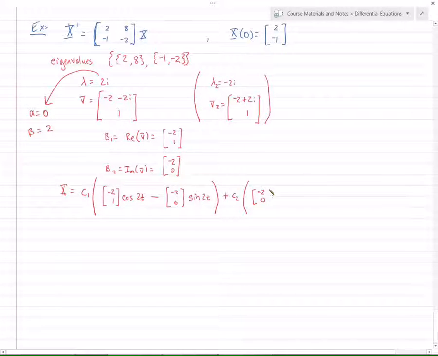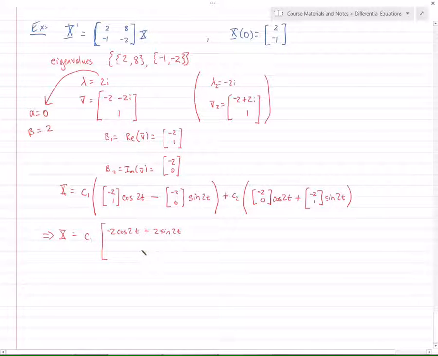So negative 2, 0, cosine of 2t plus negative 2, 1, sine of 2t times e to the 0t. What I would go ahead and do, simplify this a little bit because of the zeros in here, I would write this as C1 and then times its vector. Let's multiply these in and combine them. So I get a negative 2 cosine of 2t minus a minus makes plus 2 sine of 2t. And then down here on the bottom one, I just get cosine of 2t.